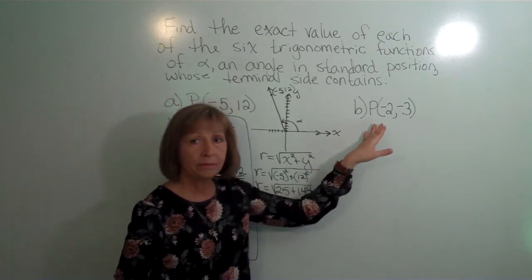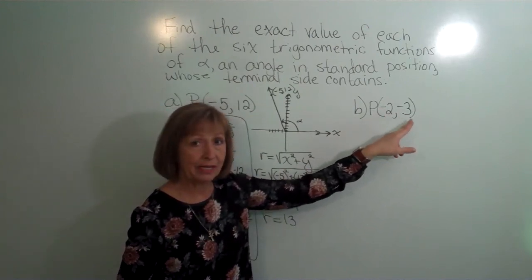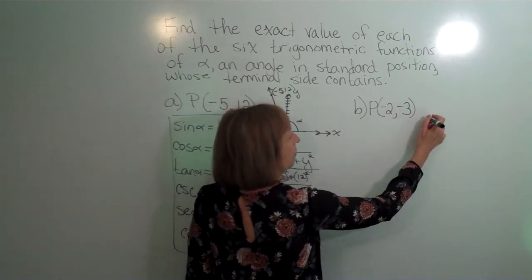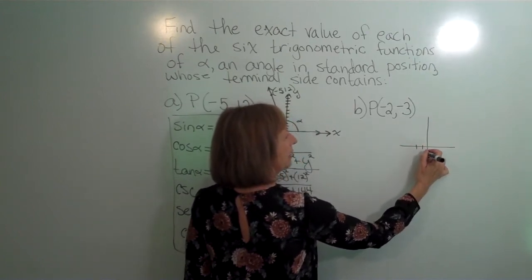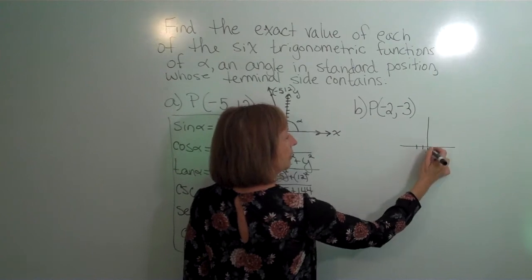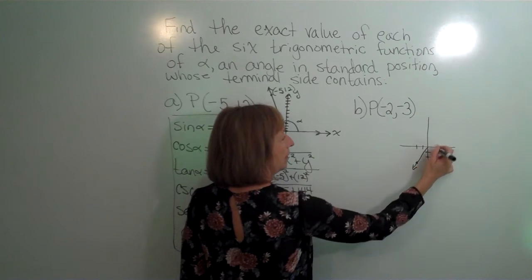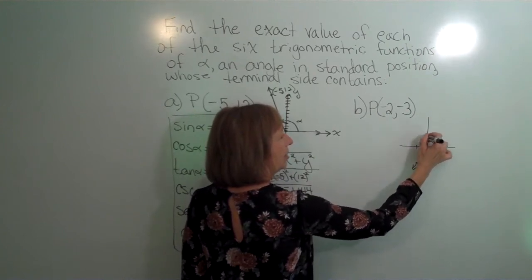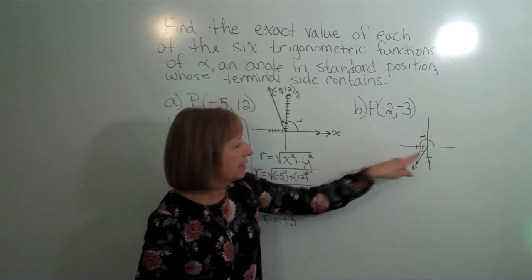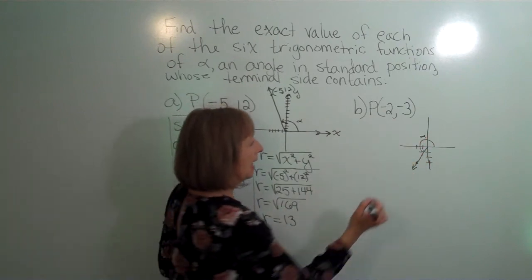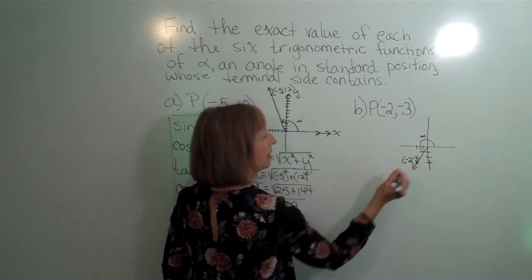Okay, let's do B. So for B here, I have my point being (-2, -3). So when I go through and I again draw this, I'm going to go left 2 and down 3. So left 2, down 3 gives me this point. So my angle alpha for that question is this angle. Okay? And my ordered pair point is (-2, -3).